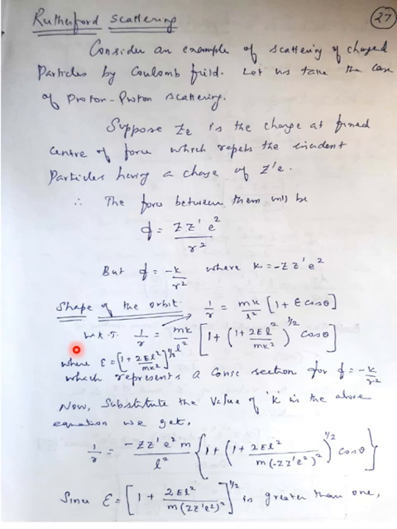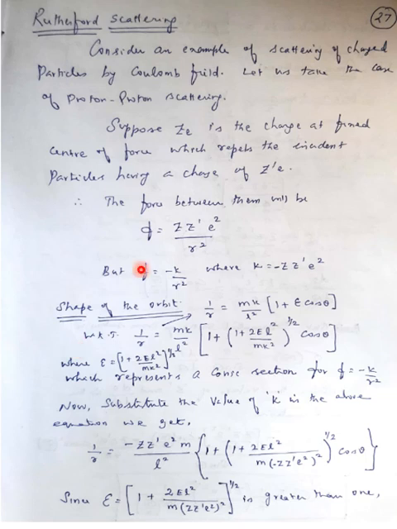Now let us consider Ze. Z is the atomic number, e is the charge. Ze is the charge at a fixed center of force which repels the incident particles having a charge of Z dash e. There are two particles. One has the charge Ze and another one is Z dash e. Therefore, the force between them will be F is equal to Z Z dash e square divided by r square, or F is equal to minus k by r square, where k is equal to minus Z Z dash e square.